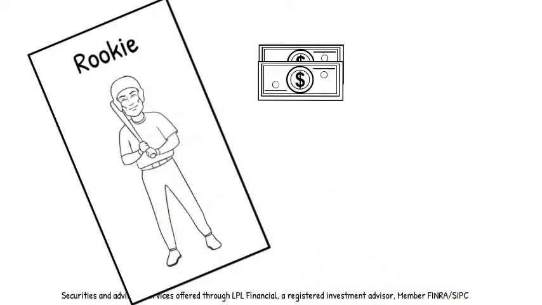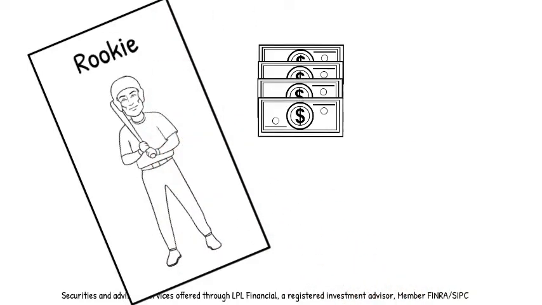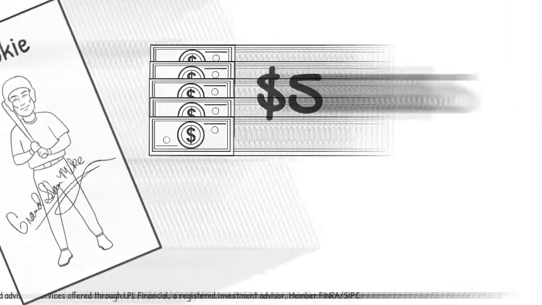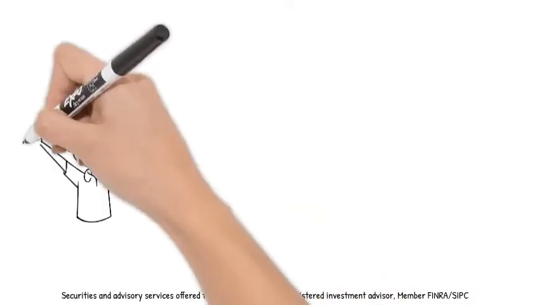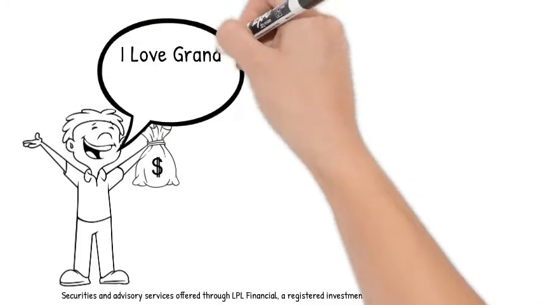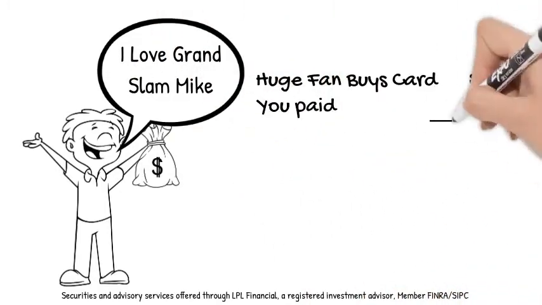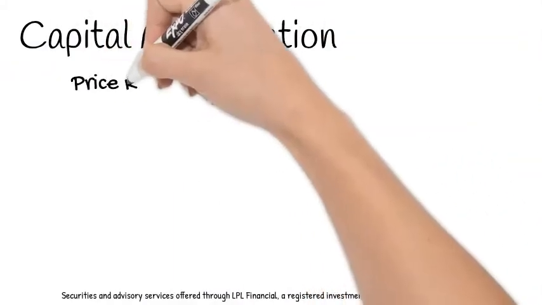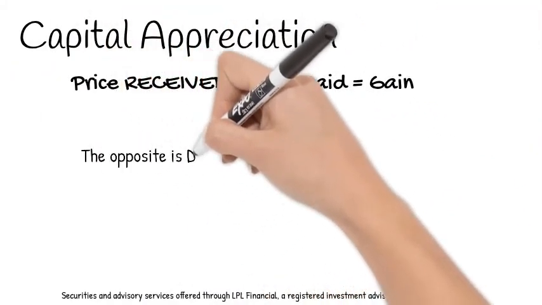Capital appreciation is the easiest one to calculate. Let's say you bought a baseball card and paid $5 for it. It's a rookie card. You take it with you to the game and you're able to get the player's signature on the card. Years go by and the player ends up making it really big. You decide to sell your autographed baseball card and find a huge fan willing to pay you $500 for the card. The capital appreciation is $495.